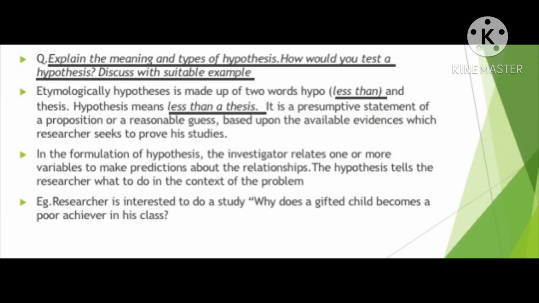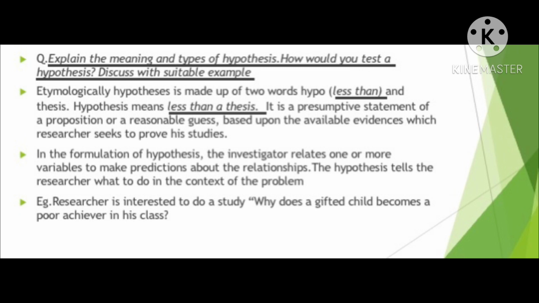Hypothesis is made up of two words, hypo and thesis. Hypo means less than. So hypothesis is less than a thesis. It is a presumptive statement or a proposition or a reasonable guess. It is an educational guess. We can state a hypothesis in the form of a statement or in the form of a question. Later on, we prove this hypothesis with our experiment.